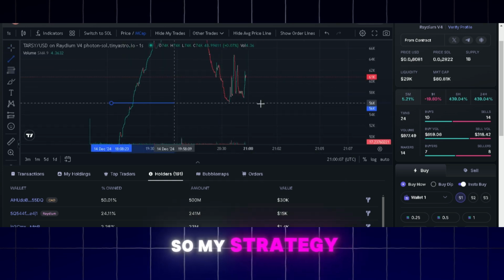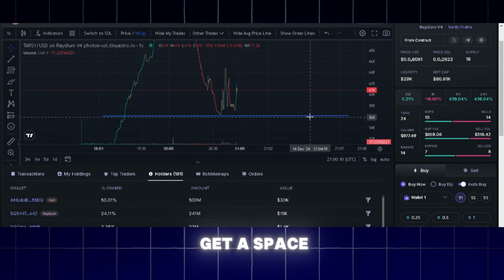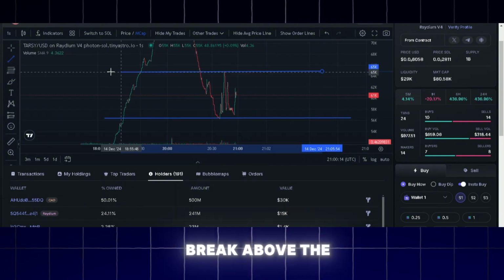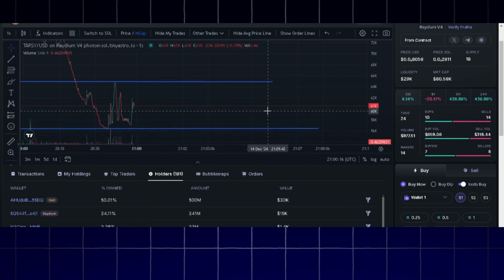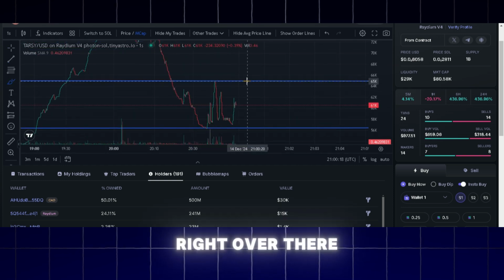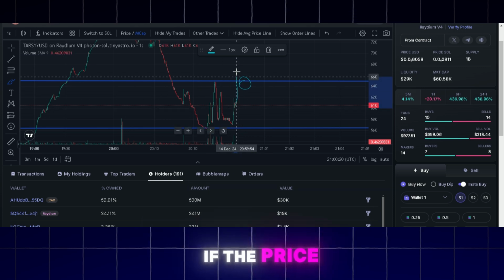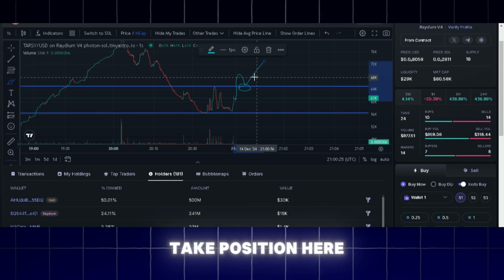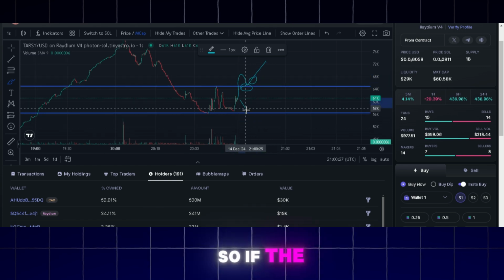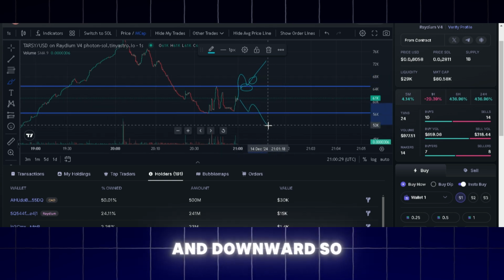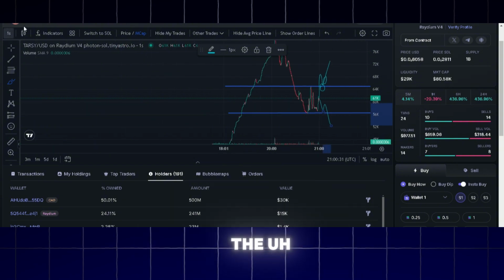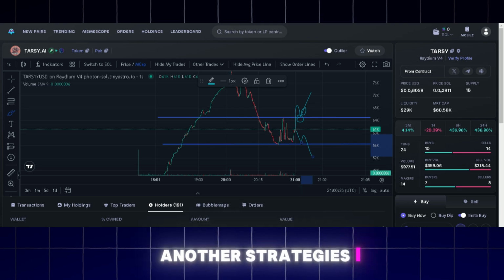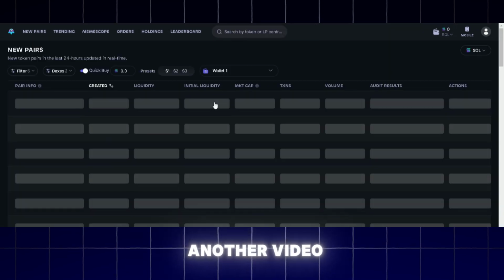So my strategy will be like, if the coin gets a base or support around about this section, or the price breaks above the previous high, I would take the position right over there if the price manages to retest and then go up. So I will take a position here or something like here. If the price is coming down and downward, I will know it is a dump or pump. These are some other strategies I will discuss in another video.